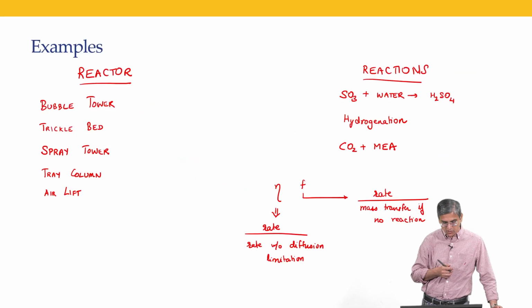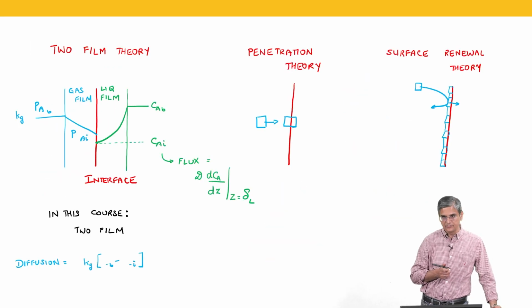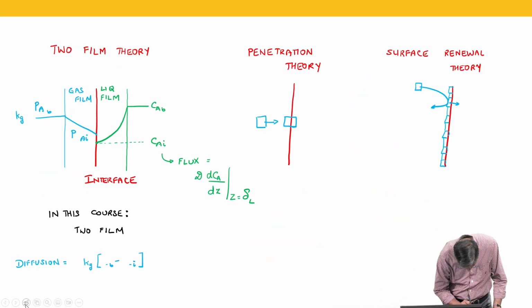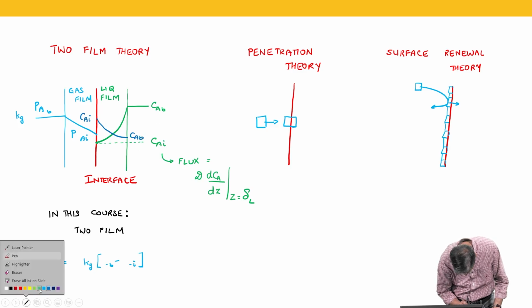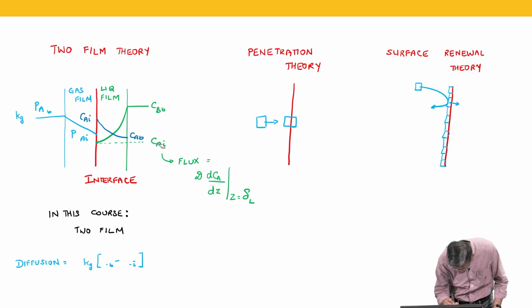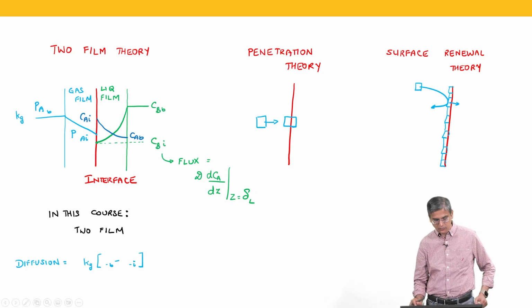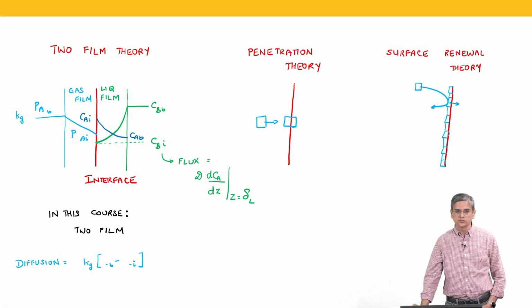For the case of simplicity, we will say that the reaction is going to take place in the liquid film. And after the dissolution of A in the liquid film, oops, my mistake, this should be CB. This is how this goes.